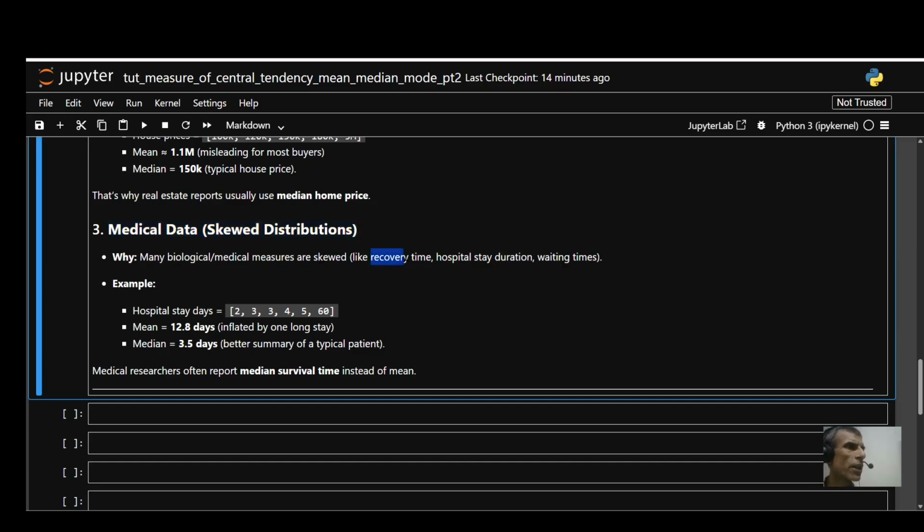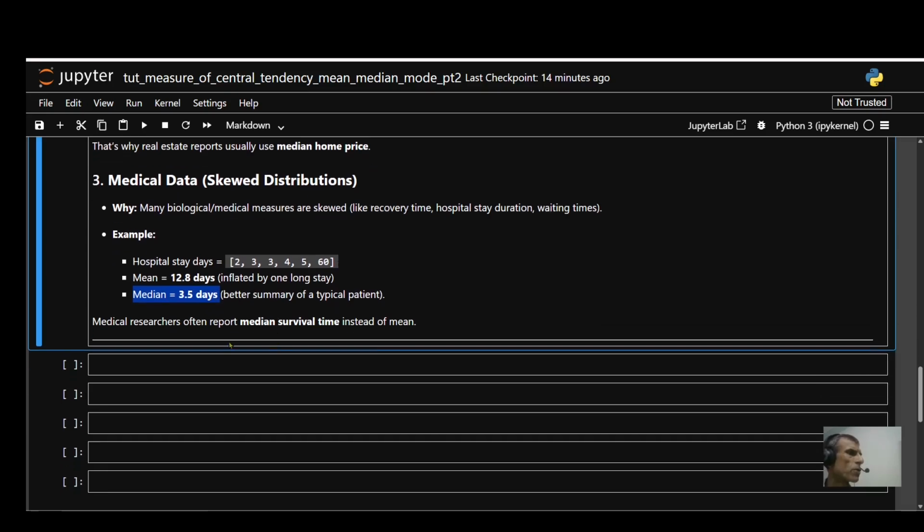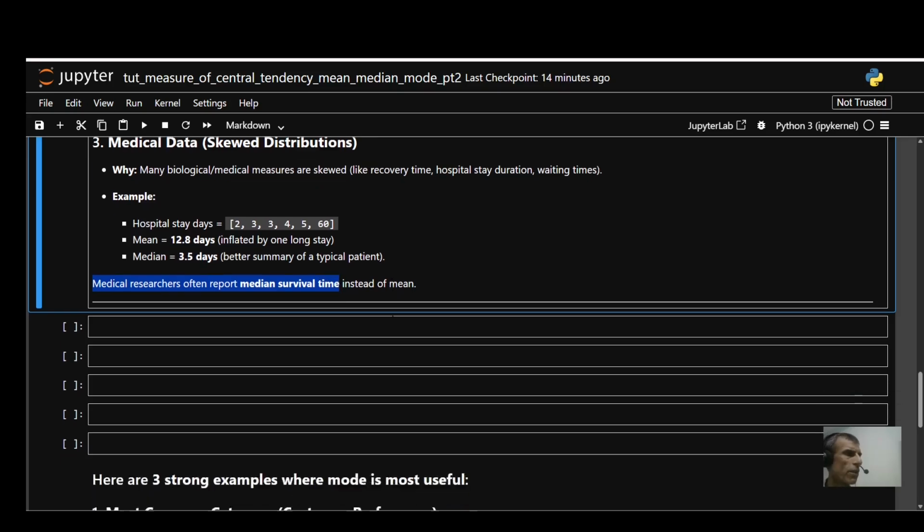Medical data tends to be skewed, some of it. So for example, let's say you're trying to calculate recovery time, hospital stay duration, or waiting time. Your data can be skewed. Let's say hospital stay days: one person stayed for 2 days, another 3, 4, 3, 4, 5, and then one guy stayed for 60 days. This is very rare. Because of this guy who stayed for 60 days, your mean value would be 12.8 days. It is inflated by one guy who stayed for a very long period of time. On the other hand, your median is 3.5 days, which is a better summary of your typical patient. That's why, by the way, medical researchers often report median survival rate instead of mean survival rate.